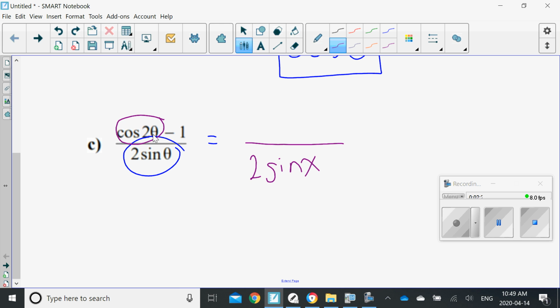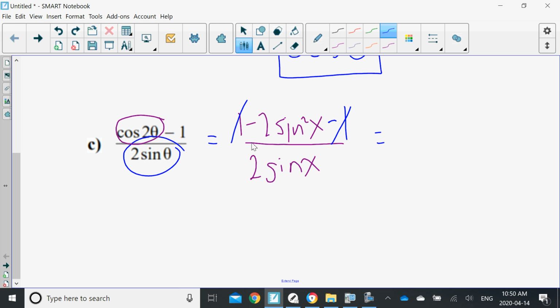So cos of 2 theta is the same thing as 1 minus 2 sine squared x would be the identity for cos of 2x. And then I need to put that -1 at the end. Cleaning this up now, 1 minus 1 will simplify. And what I'm left with is -2 sine squared x all over 2 sine x.